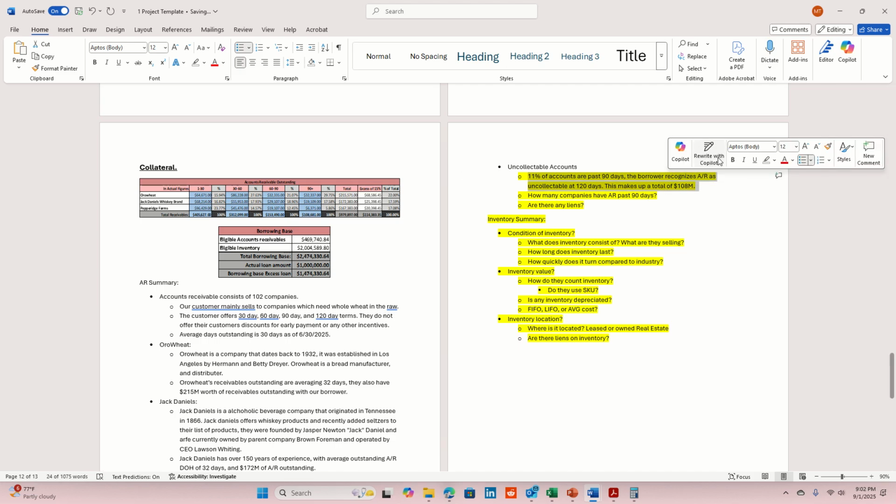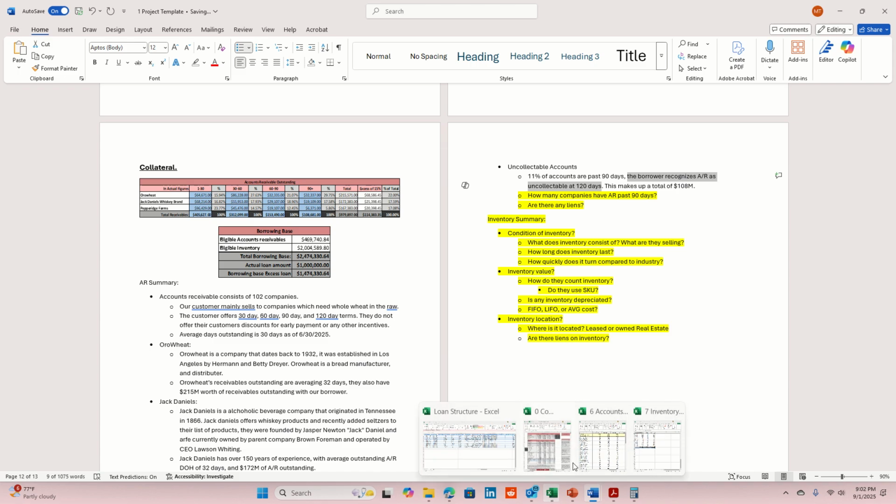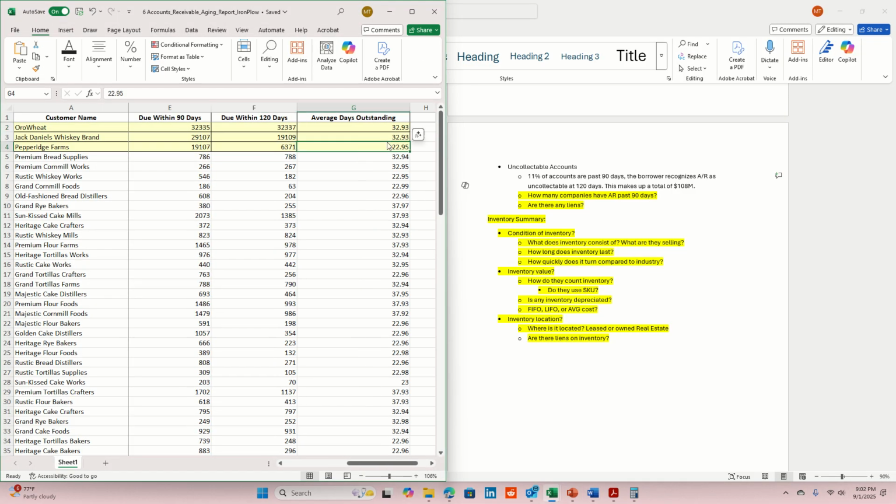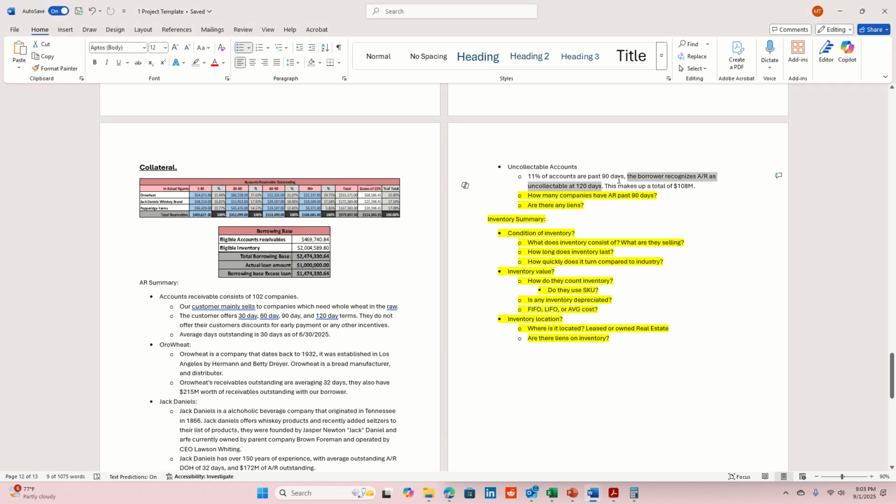Okay, does everyone see how I made that statement? Just real simple. 11% of accounts receivable are past 90 days. The borrower recognizes accounts receivable as uncollectible at 120 days. So remember, if we reference our accounts receivable aging, they have terms all the way to 120 days. Once you pass 120, they recognize it as uncollectible. We recognize it as uncollectible at 90 days though, so we exclude this 90-day account from our total.